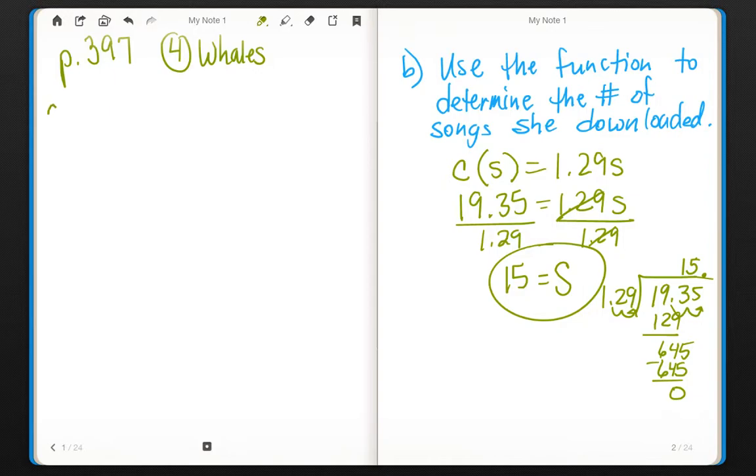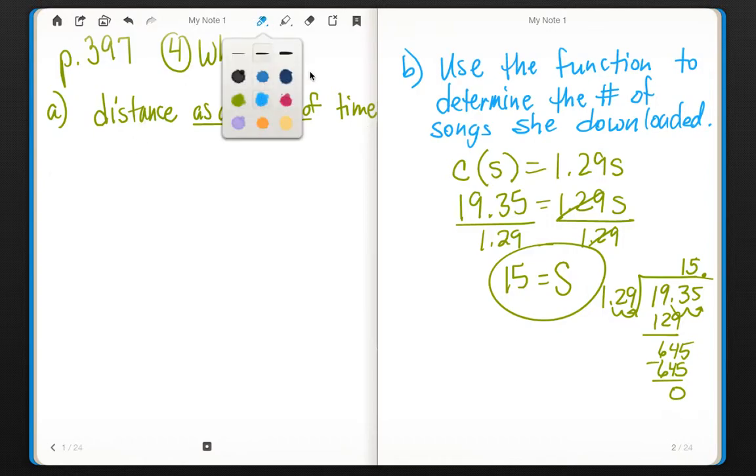Let's actually write that down to help us. It says write a function that gives the total distance traveled as a function of, there's that phrase, distance as a function of the time in hours spent whale watching. There's that distance as a function of time like we did earlier. So that should seem very familiar now. So we'll do D for distance, T for time.